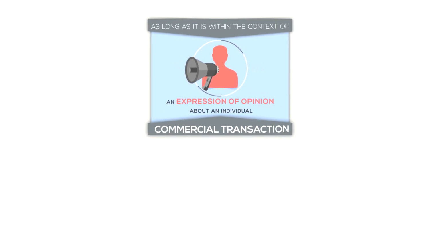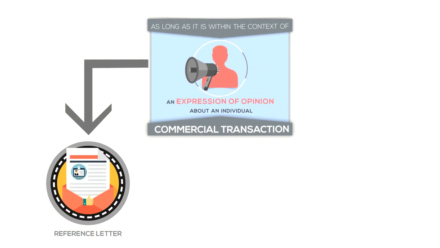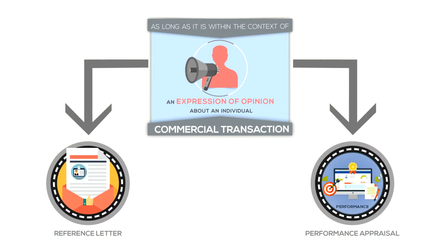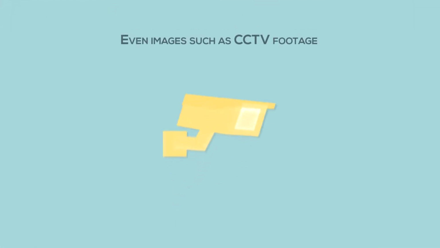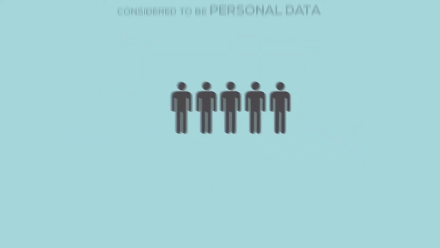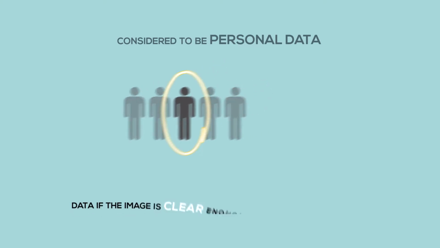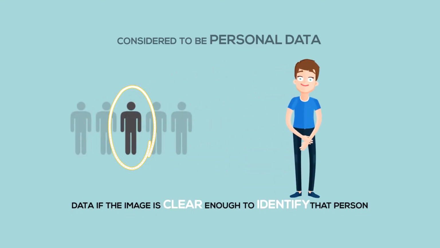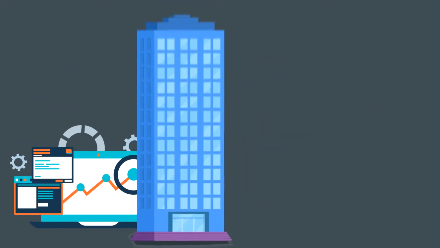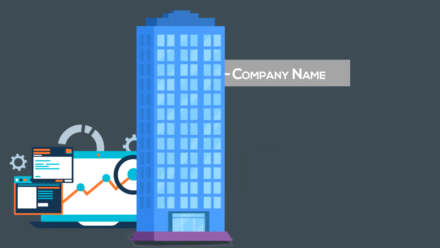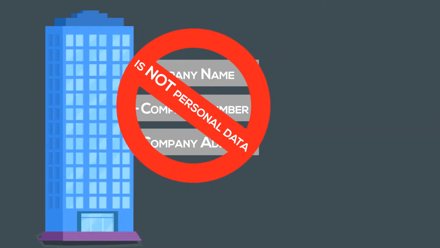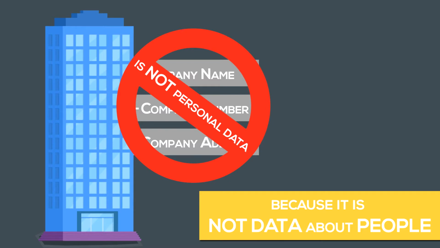This would cover things like a reference letter from your former employer or a performance appraisal of you by your current boss. Even images such as CCTV footage of individuals who enter business premises are considered to be personal data if the image is clear enough to identify that person. Meanwhile, other information that you collect and process about other companies, such as company name, company number, company address, is not personal data because it is not data about people.